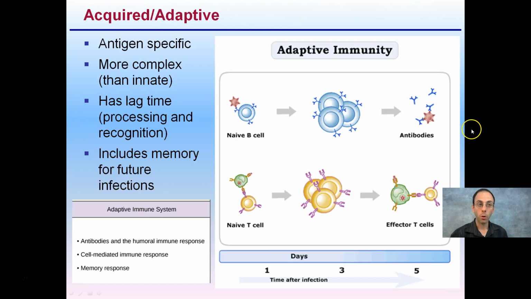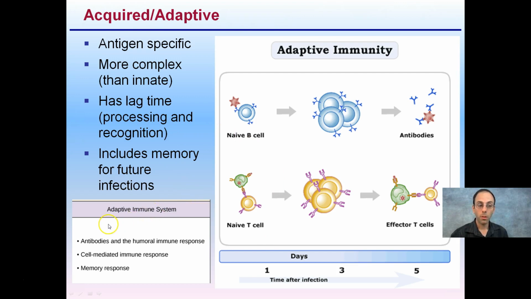Getting more specific is acquired or adaptive immunity. This is antigen specific. This is more complex. However, it has a lag time. You notice our timetable down here is not hours but days now, because it requires time to process and recognize potential invaders. It includes memory for future infections, which is great, and is in part what makes vaccines effective.